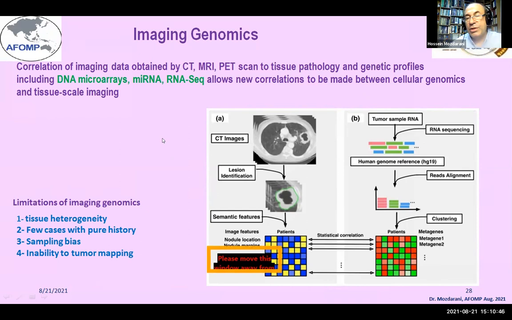Lots of work has been done and is now being done on these features of imaging genomics, but there are limitations of imaging genomics because of tissue heterogeneity, a few cases with pure histology, sampling bias, and inability to do tumor mapping in imaging genomics.